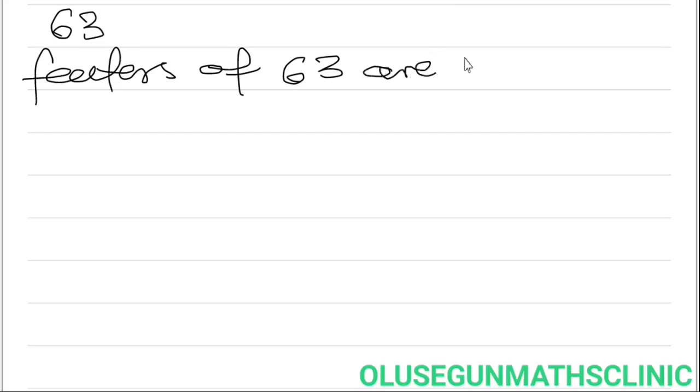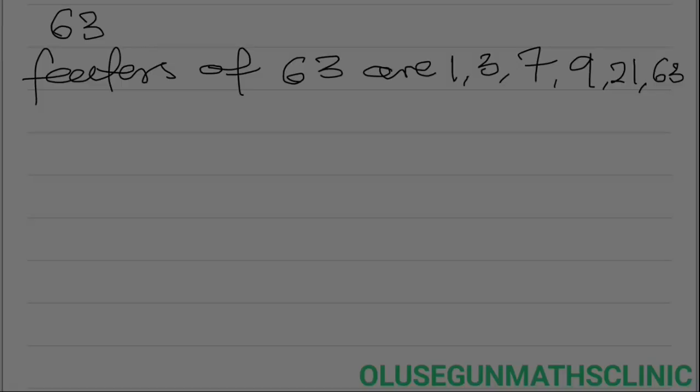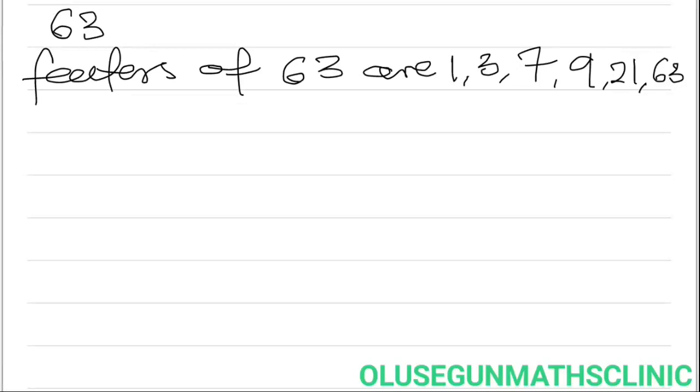The factors of 63 are 1, 3, 7, 9, 21, 63. So these are the factors: 1 can divide 63, 3 can divide 63, 7 can divide 63, 9, 21. These are the numbers that can divide 63. So from these numbers, we are now going to remove out the prime factors.